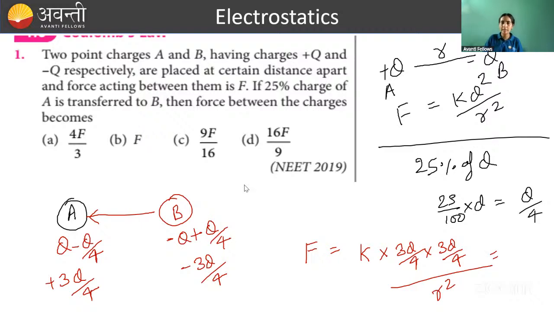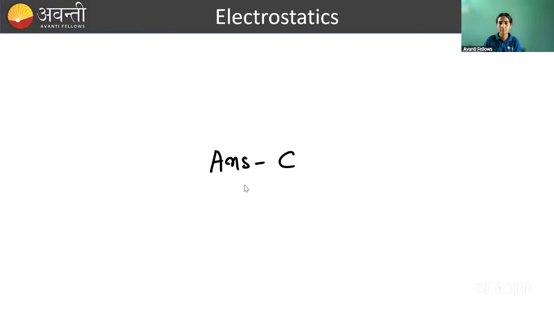So what will be the value? Value you can write like KQ square by R square into 3 into 3, 9, and 4 into 4, 16. So this will become 9 by 16 into, इसको हम क्या लिख सकते हैं, 9 by 16 into KQ square by R square. So 9 by 16 times initial force. And that is why option is B. ठीक है? Is it clear now? Everyone clear with this? Thank you.